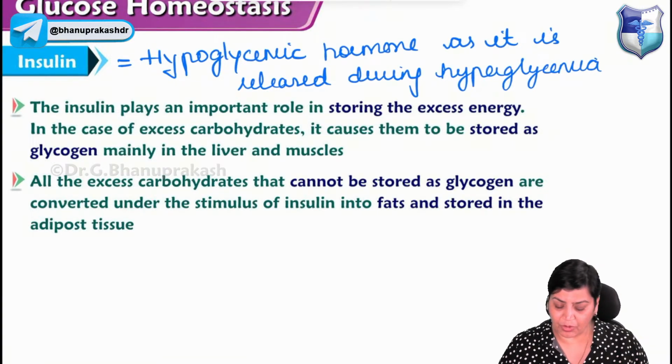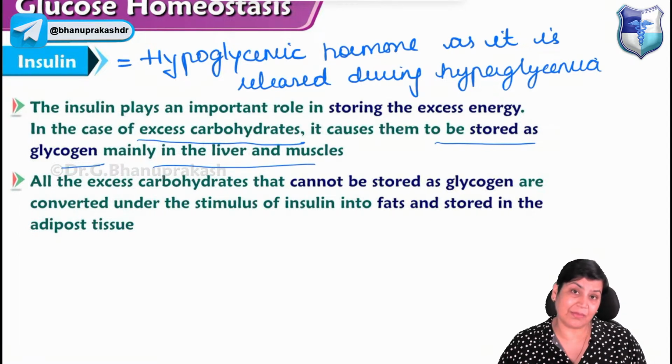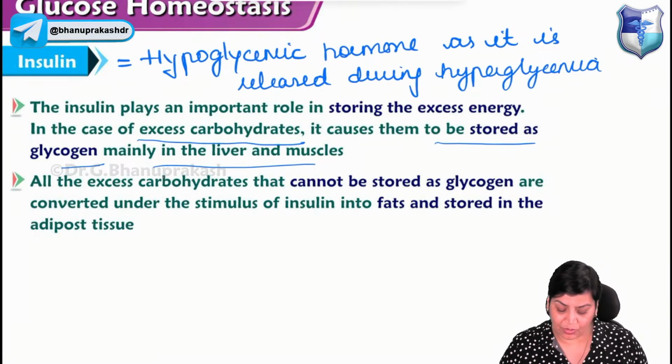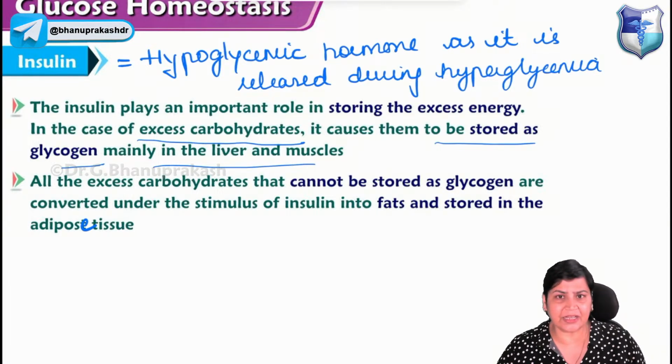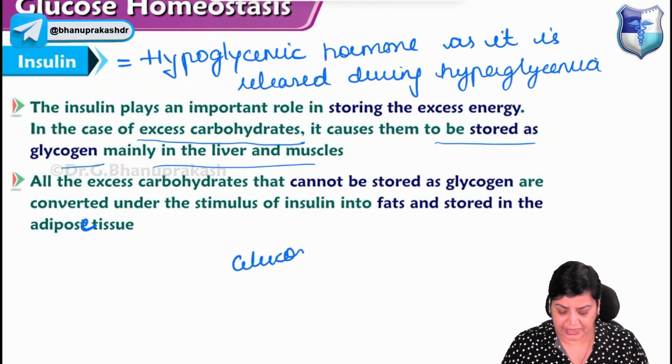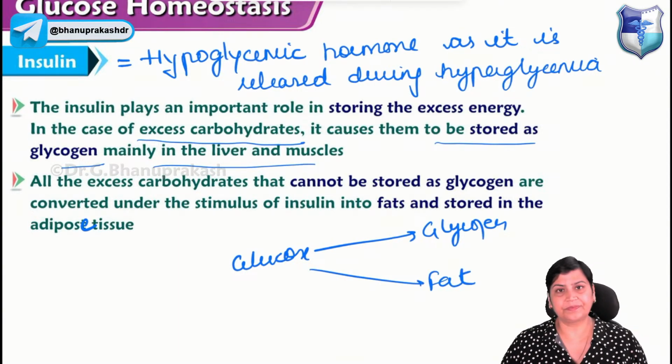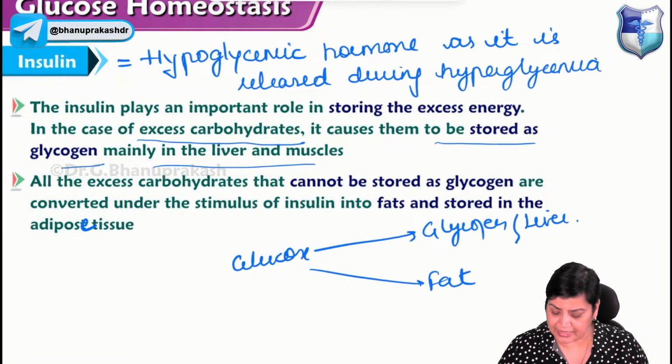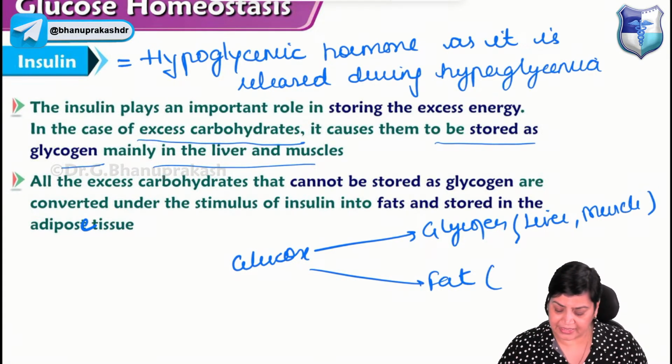Insulin plays a very important role in storing the excess energy. In the case of excess carbohydrates, it causes them to be stored as glycogen mainly in the liver and the muscle. And all the excess carbohydrate that cannot be stored as glycogen is converted to fats and stored in the adipose tissue. Whatever amount of glucose is there, the leftover after glycogen is converted into fats. Glycogen is in the liver as well as the muscle, and the fats are in the adipose tissue.